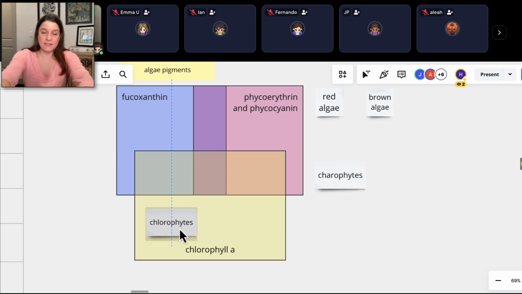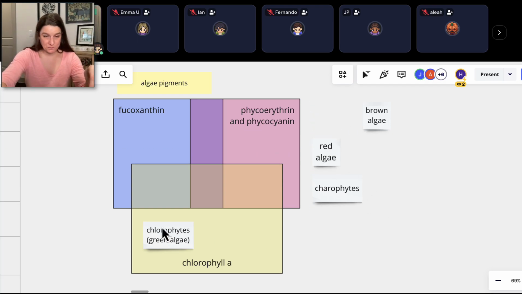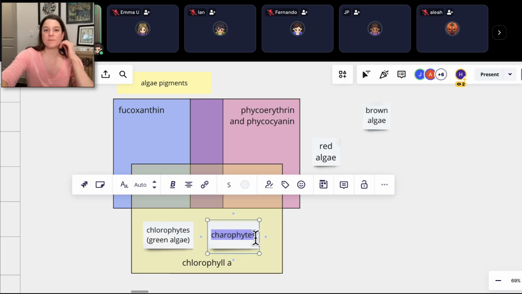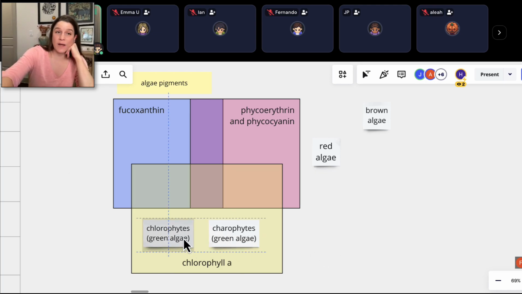So if we wanted to add that to there, we could. So chlorophytes are a type of green algae. They've got chlorophyll A in them. They got it from their primary endosymbiosis of that chloroplast. The charophytes are also a type of green algae. So they are more closely related to plants, but the charophytes are also green algae. Green algae also has chlorophyll A. Plants have chlorophyll A as well.